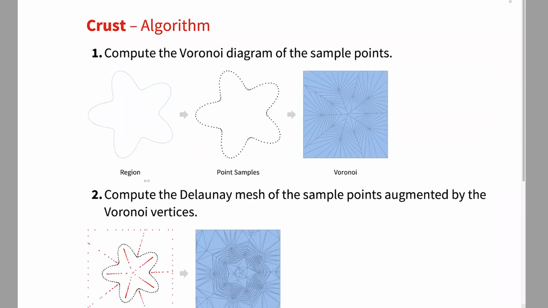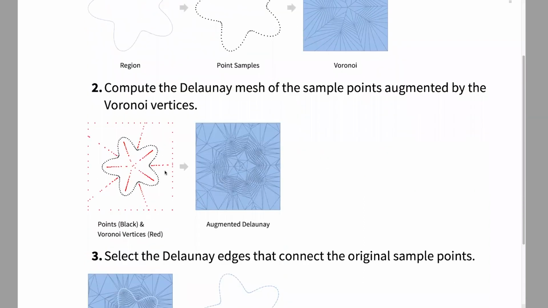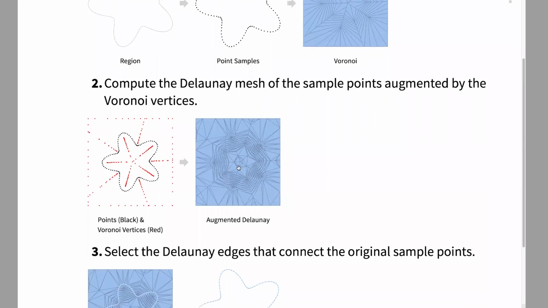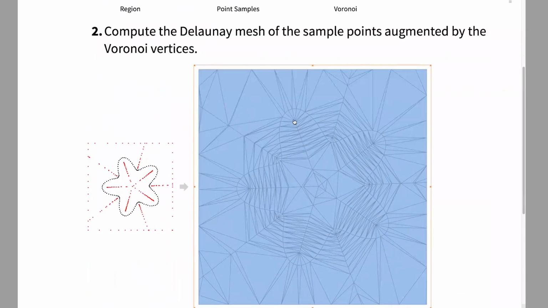Let's see this work. Let's say you want to reconstruct this curve around the outer boundary of that star shape. We first take our point samples and then calculate the Voronoi diagram of it. We then take all the vertices of this mesh and add them to our original point set. We see those vertices are color-coded in red here. We then pass all of these to the Delaunay meshing algorithm and get this mesh as a result. And you can see that it separates the sides of our curve so that they cannot short circuit and reach the other side. It acts like a barrier there.